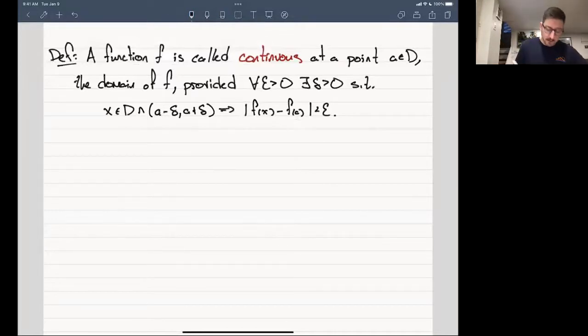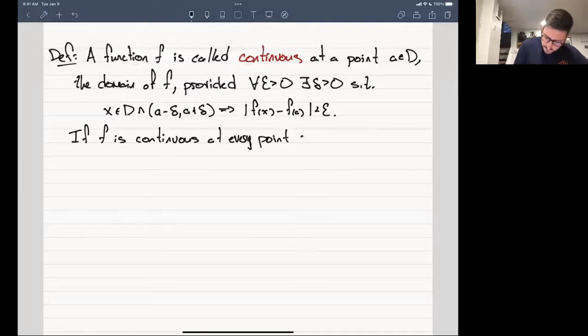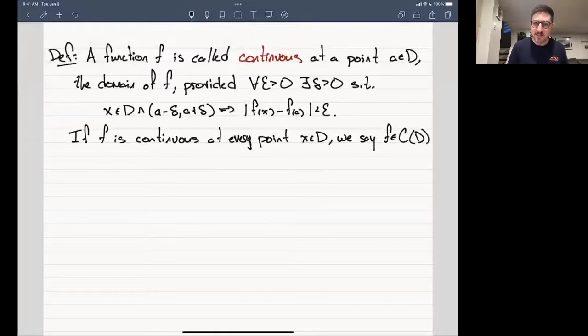And we can abstract this a little bit. We say if f is continuous at every point x in D, we say f belongs to the set C(D). C stands for continuous functions on the domain D. So that is the set of all continuous functions.